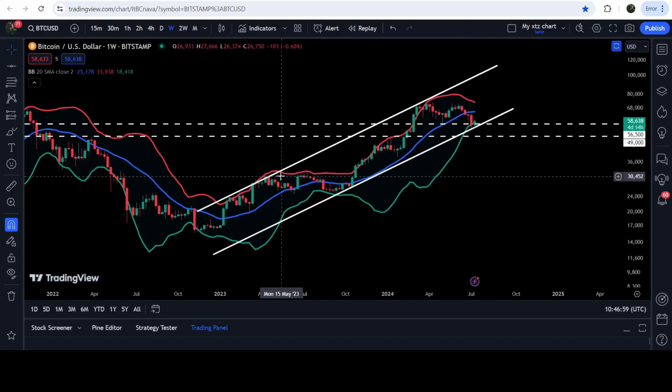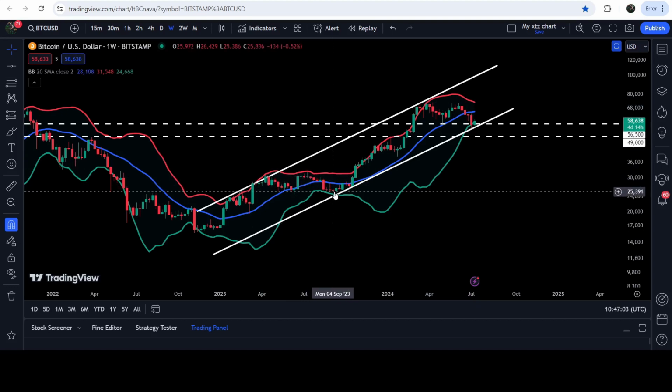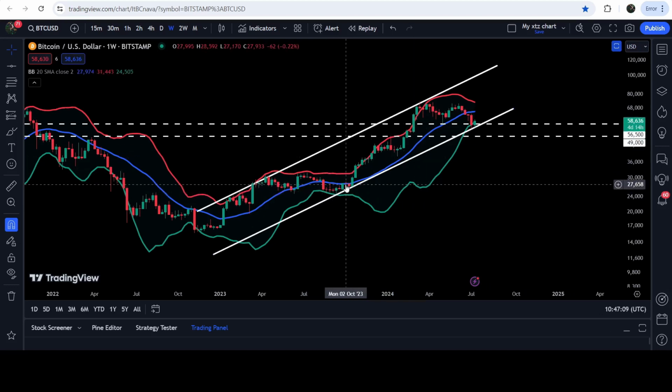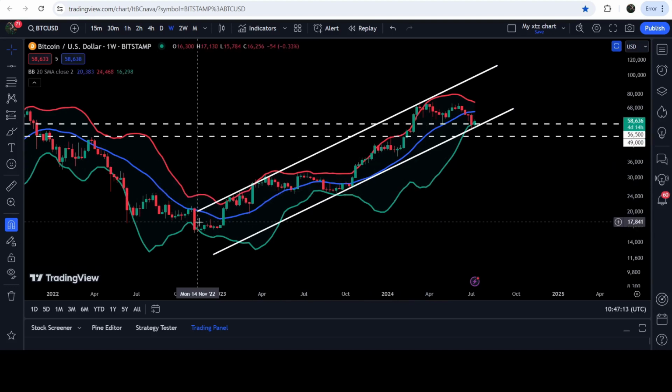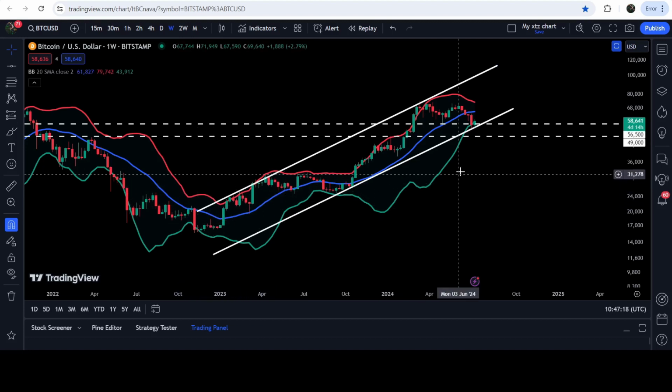Like in this situation, when it was squeezing, first we had a big move to the downside, but after bouncing from the support of the Bollinger Bands, the price then pumped very well, and then we had a very, very massive rally. The same happened here. When it was squeezing, it dropped down to the support of the Bollinger Bands, and after that we had a big move to the upside.